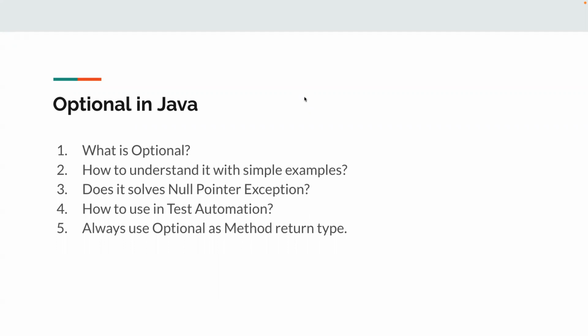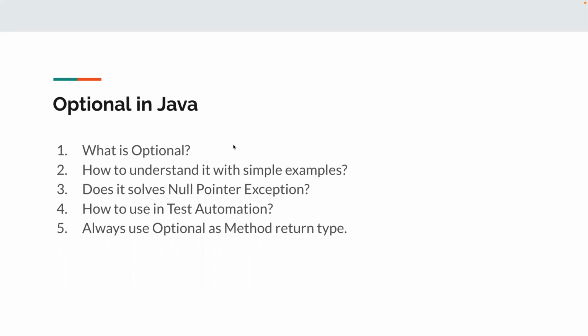And as test automation engineers, we often fail to use all this functional programming or the other Java 8 features that came, right? So we haven't used them really well. In this video we're going to see how we can use Optional in the test automation space, and most importantly we'll understand what Optional is and whether it is really solving the problem of NullPointerException.